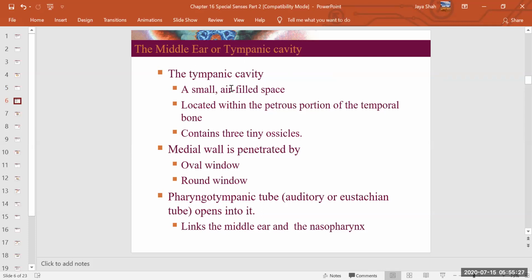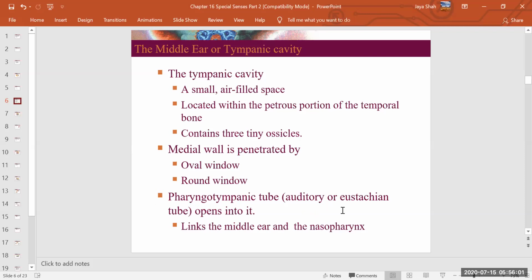The middle ear, or tympanic cavity, is a small air-filled space located within the petrous portion of the temporal bone, and it contains three tiny ossicles. Those three ossicles are the malleus, incus, and stapes, from outside in. The medial wall is penetrated by the oval window, where the foot process of the stapes is attached, and the round window is another window on the medial wall, leading to the inner ear.